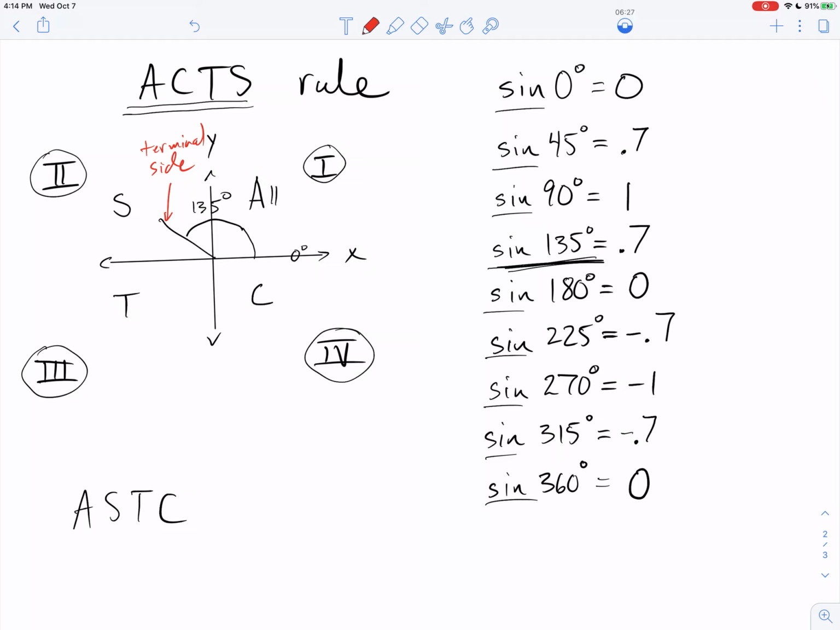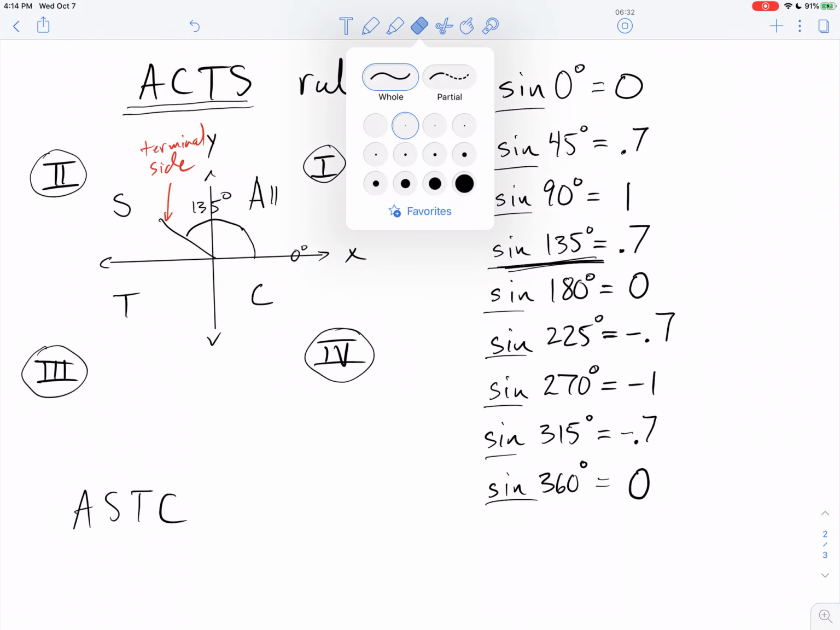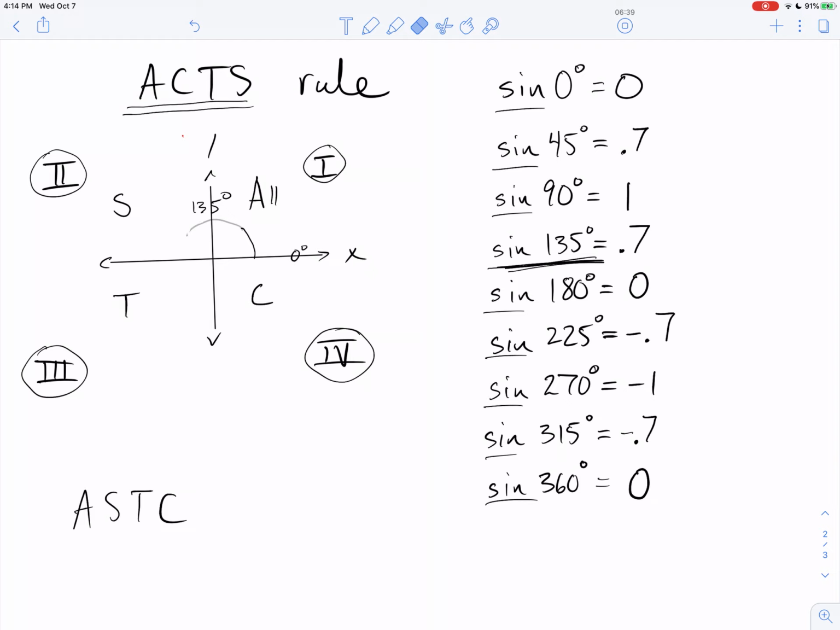Well, what do you notice about sine in quadrant 2? Well, I notice, and I got to get rid of some of this stuff, but I notice when I get into this quadrant that sine is still a positive value. So the ACTS rule helps me find out where different functions are positive. Now you'll notice sine is positive in quadrant 1 and in quadrant 2.